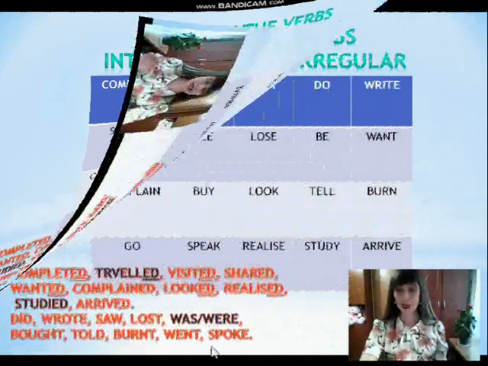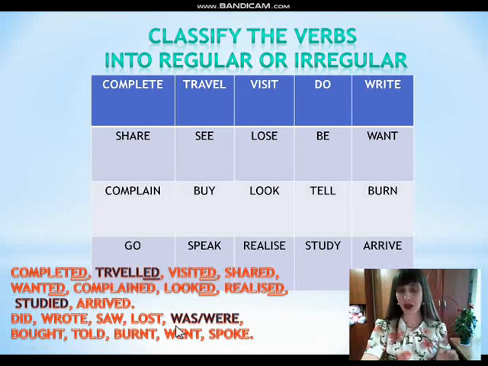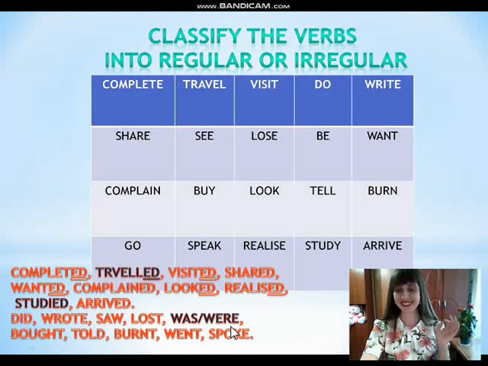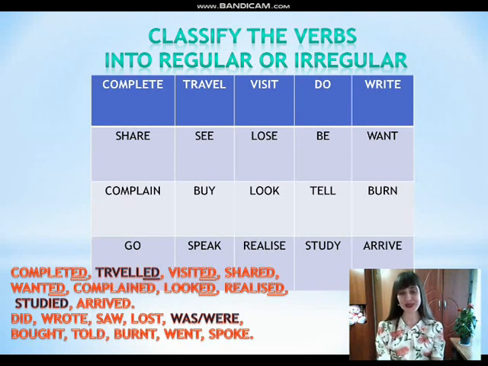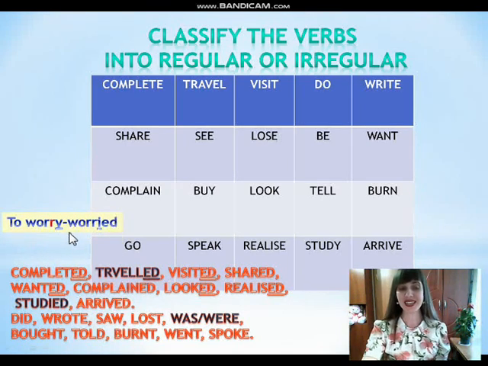I-E-D. Okay? So was is for he, she, it, I, yes, and were is for we, you, they. Bravo, my dear students. So you were brilliant. You were brilliant. Okay. And here we have some other example like we had for study.